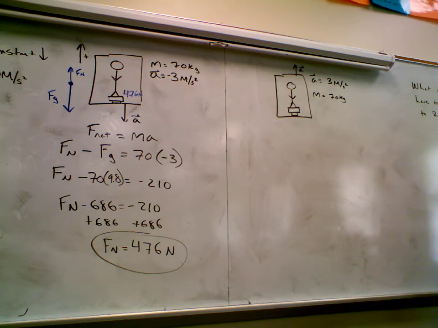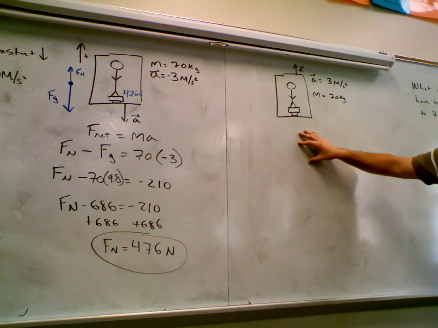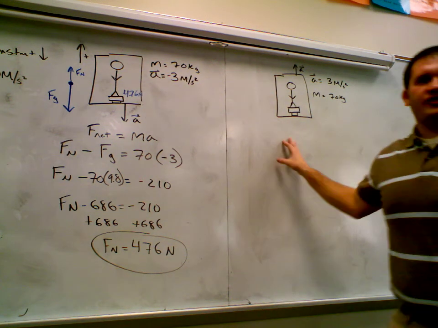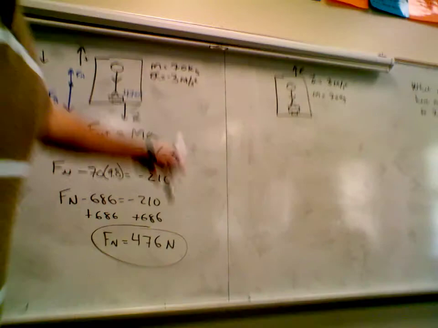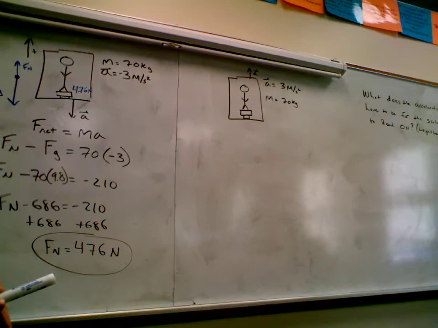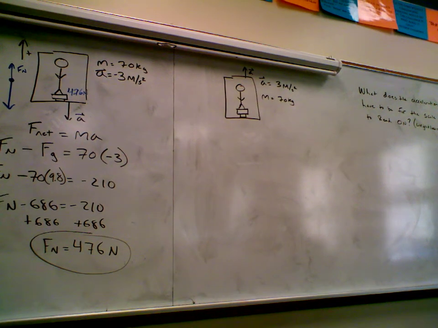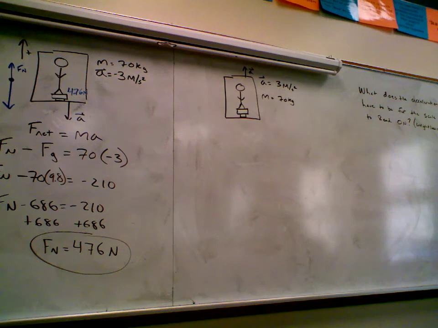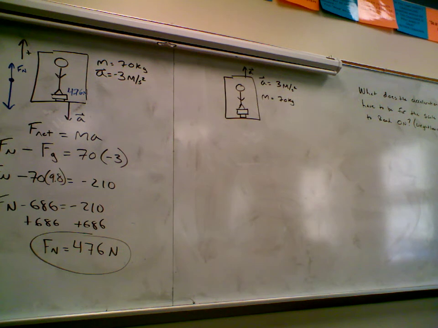Michael brought the idea of if we're going down, but it's slowing down, then our acceleration is which way? Upwards. So what would an upward acceleration do to our scale reading? A downward acceleration makes the scale reading less. An upward acceleration is going to make the scale reading more. Good job. So, let's draw our free body diagram.